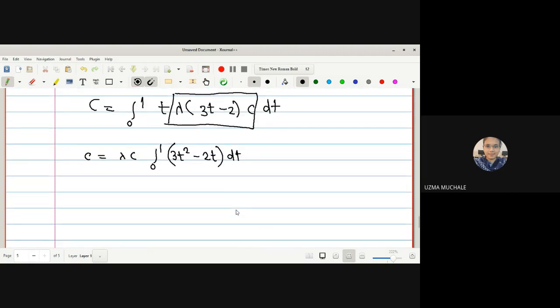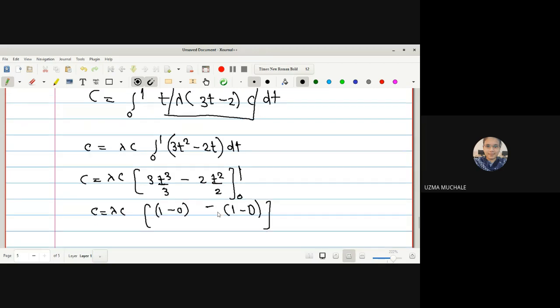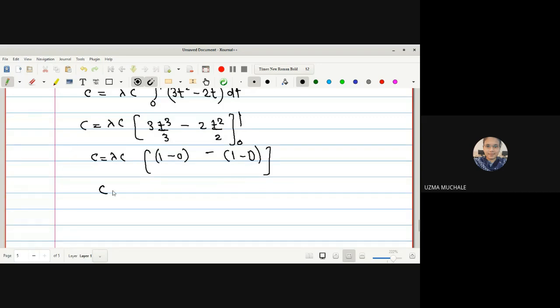Okay, next step we have to solve this integration. I of x is coming to be 0. The integral of t times this will be t cube upon 3 minus 2 t square by 2 within the limits 0 to 1. So what is the answer? 1 minus 0. The 3 gets cancelled, the 2 gets cancelled. It will be again 1 minus 0. So obviously it will be 1 minus 1, that is 0. So what we get as the answer is c is equal to lambda c into 0.